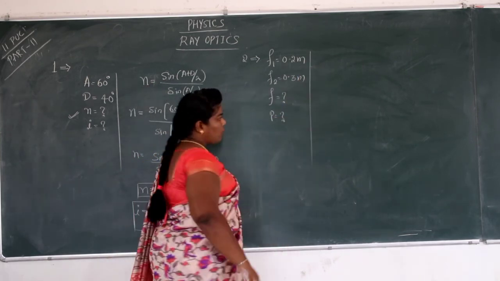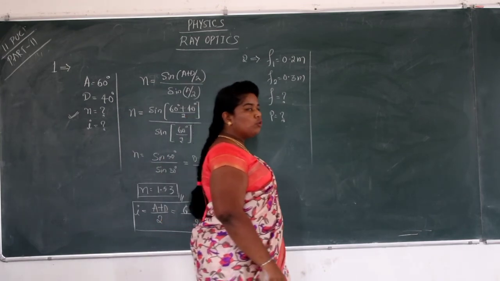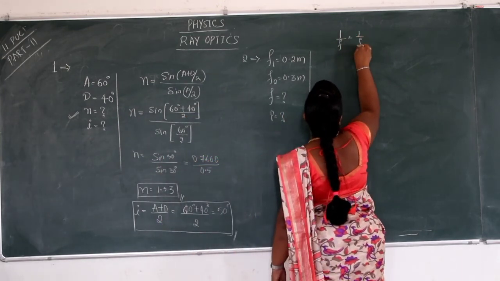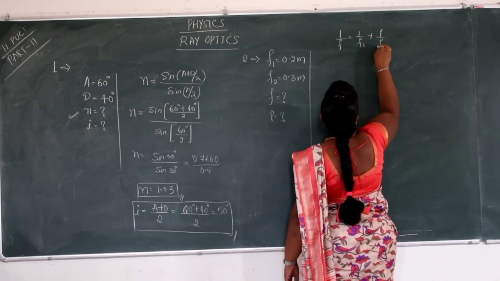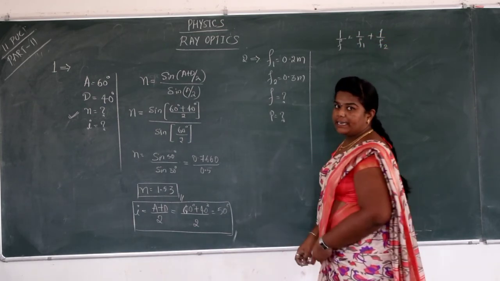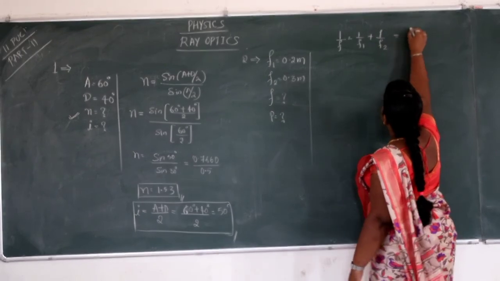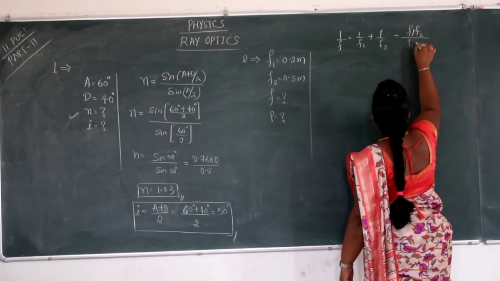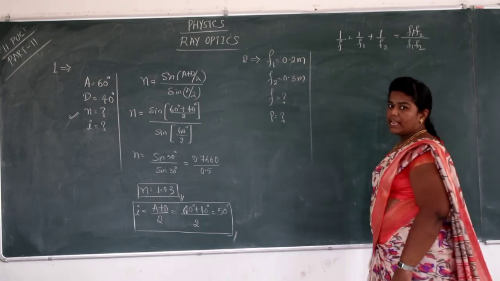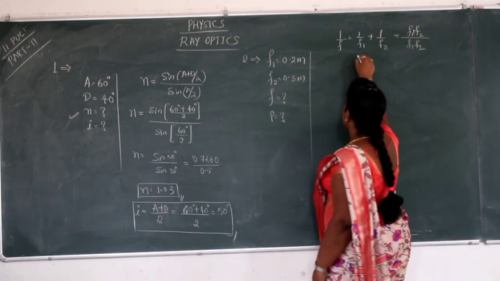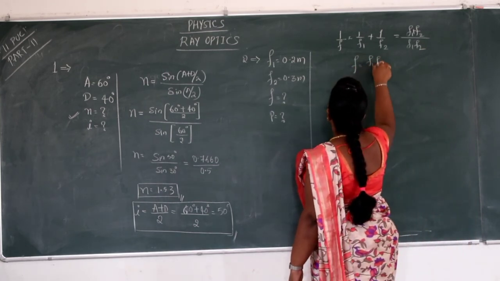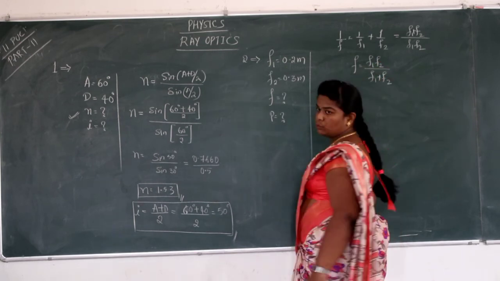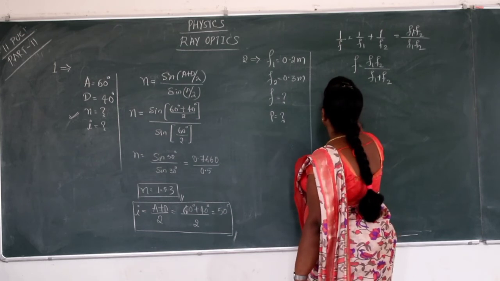So what is the formula for the combination of two convex lenses? 1 by f is equal to 1 by f1 plus 1 by f2. Even we can write it as f1 plus f2 divided by f1 f2. If I just take the reciprocal, f becomes equal to f1 f2 divided by f1 plus f2. Right. Let us substitute the values.